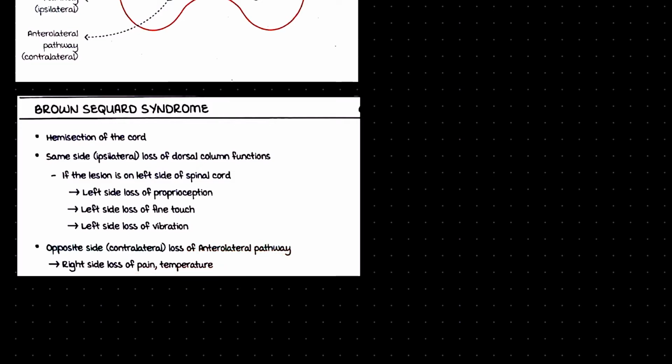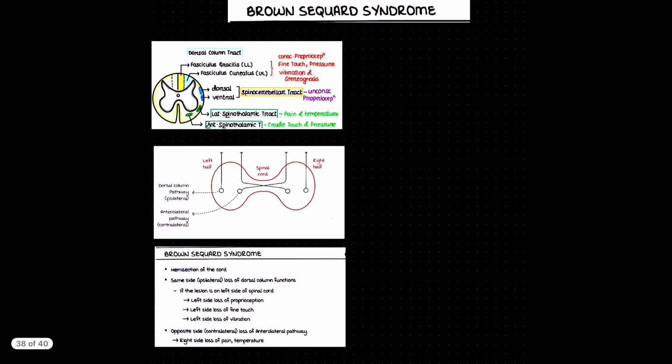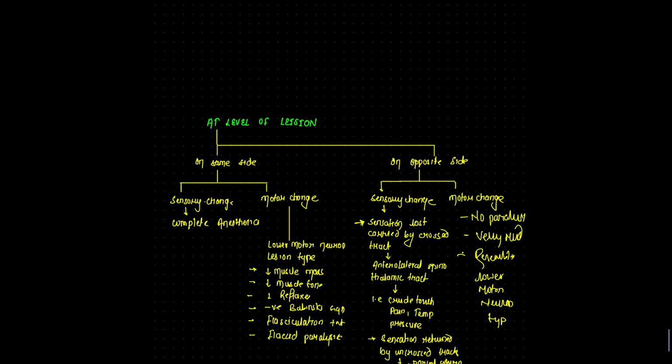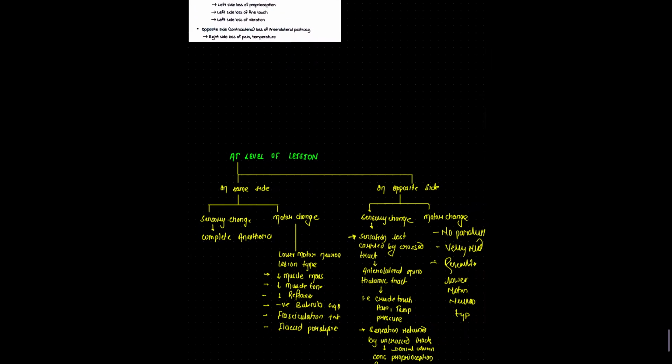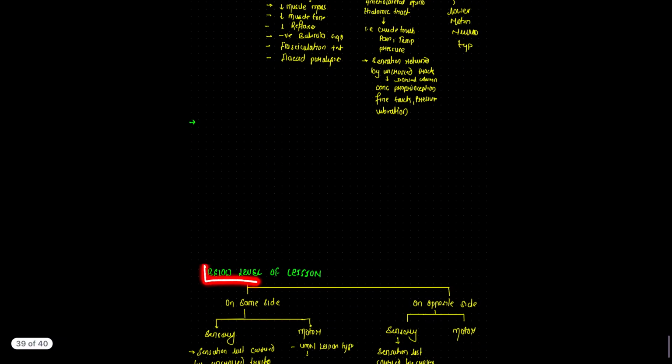Okay, this is for understanding. I hope that you are clear about it. Now when there is a question to write about Brown-Sequard syndrome, we need to write in an organized way. We can divide it into two parts: at the level of lesion, and below the level of lesion.